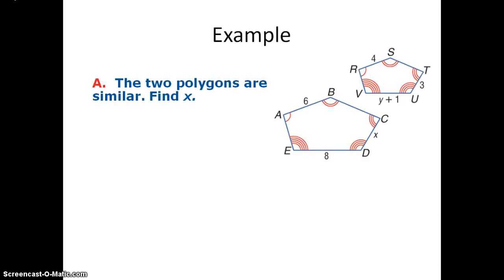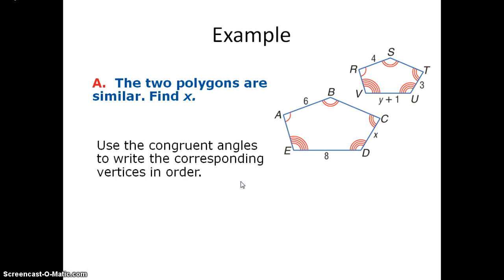The two polygons are similar. Find x. Well, if I'm going from the first one to the second one, I know 6 over 4 would be a ratio that I could use. And then let's see what x matches up with. It would be x over 3.